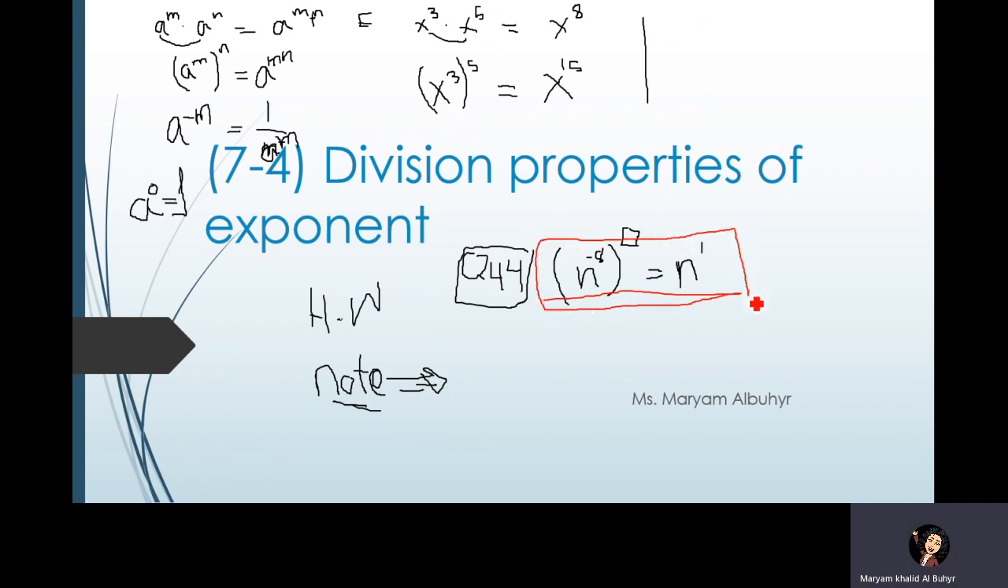Please, girls, focus with me, even if you watch this video just once. I need to have power 1. How can I have power 1 if I have a power raised to another power? I'm using this property, something similar to this one. What is the number that, when I multiply it by negative 8, I can get 1? The number is negative 1 over 8. Once you multiply negative 1 over 8 times negative 8, you will get directly 1. And that's what I need. So in this box, you need to put negative 1 over 8.